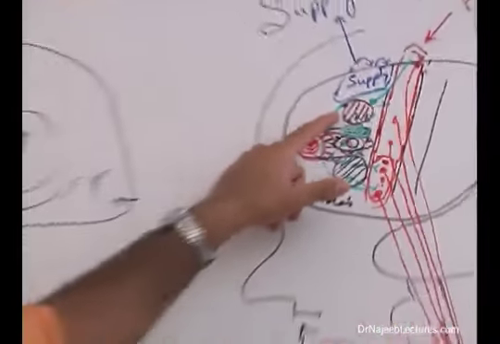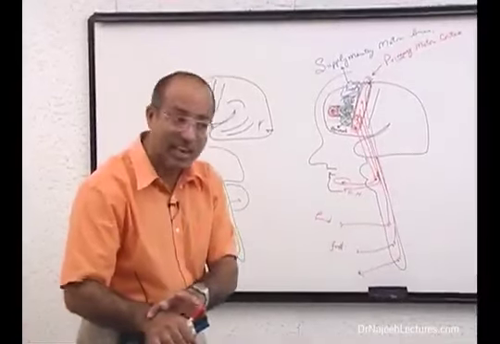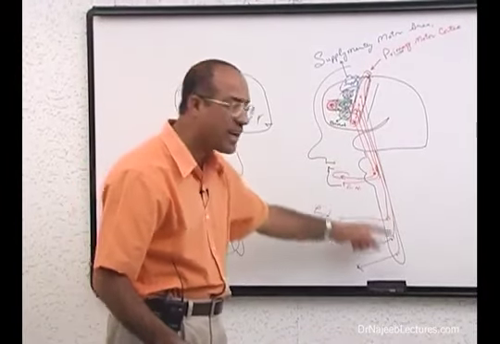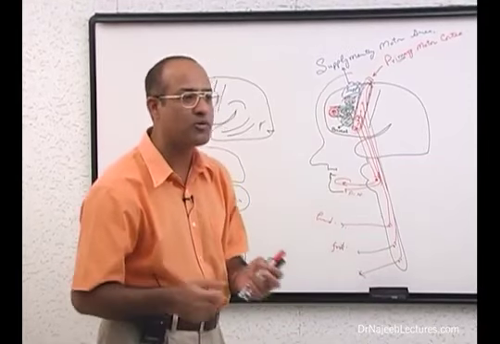And if it is destroyed, the muscles of the hand will be perfectly okay. The nerves coming to the hand are perfectly okay. Even these fibers going to the hand are also okay. But you cannot make the skilled movement.